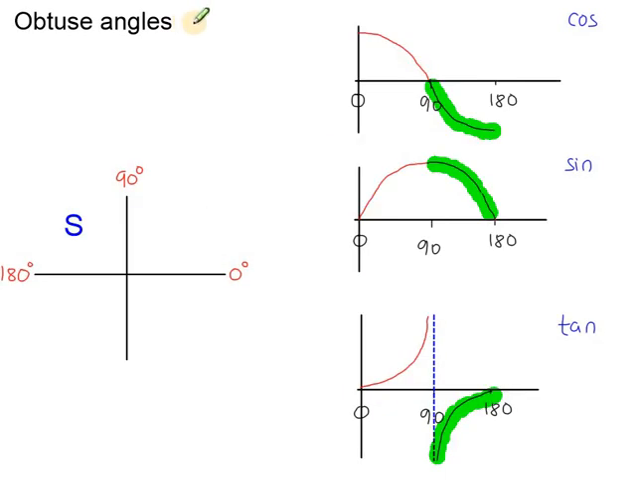For obtuse angles between 90 and 180 degrees, cosine is below the x-axis, negative cosine ratio. Sine is above the x-axis, positive sine ratios. Tan is below, negative tan ratios. So sine is the only one that's positive now, hence the S for quadrant 2.